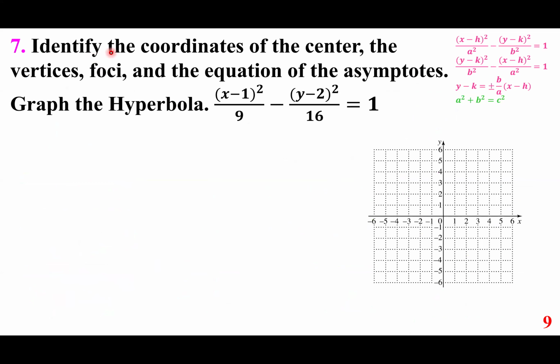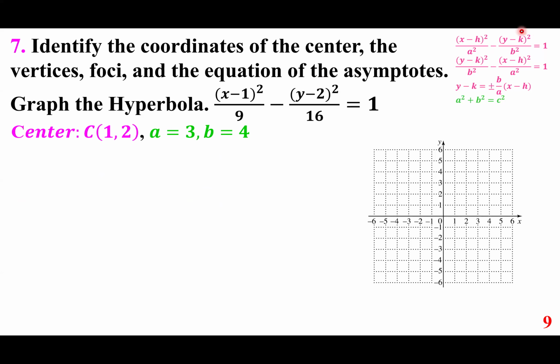Identify the coordinates of the center, the vertices, foci, and the equation of asymptote, graph the hyperbola. So as you look at this one, you compare it to this, and the center becomes 1, comma 2. a becomes square root of 9 or 3. b becomes square root of 16 or 4. So that's just in a matter of comparison to this one.